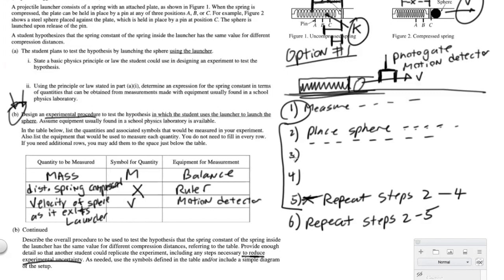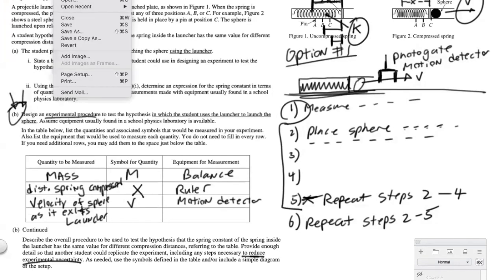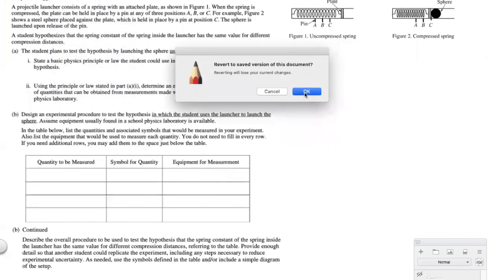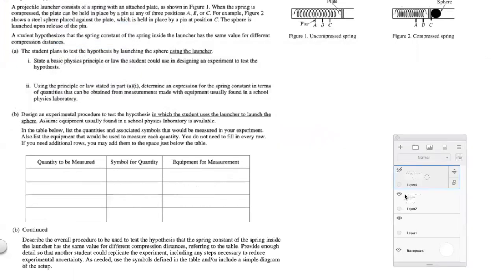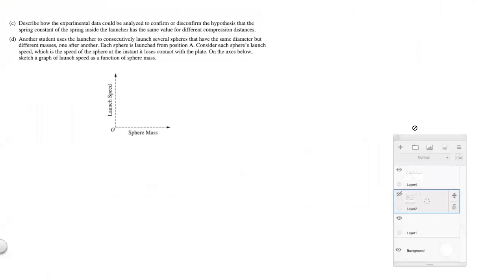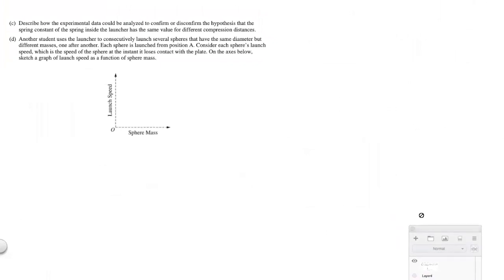So you know what? I'm going to come back to the other options because I want to skip to the next part, since this is already a long solution. Okay, part C.